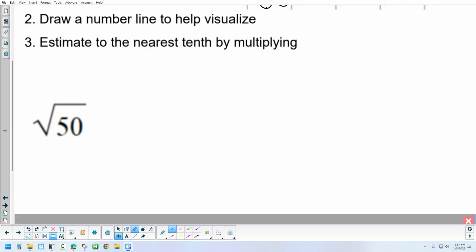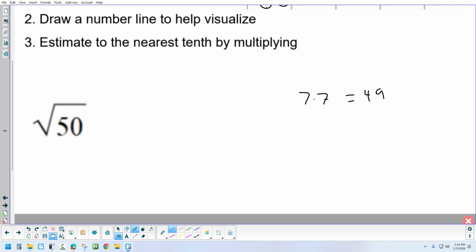Okay, so let's try the square root of 50. What times what is too small? A number times itself that's smaller than 50. Okay, 6 times 6 is 36. Can we go any bigger? 7, what's 7 times 7? 49. Okay, 7 times 7, that's actually pretty close. 7 times 7 is too small.